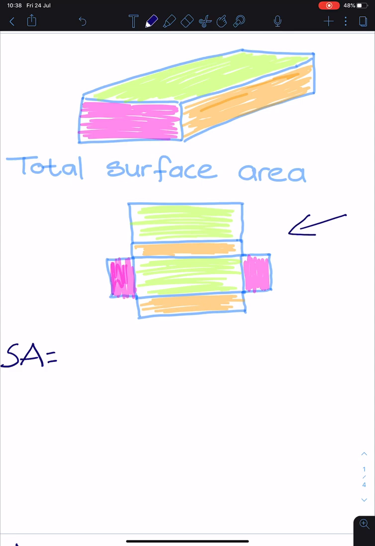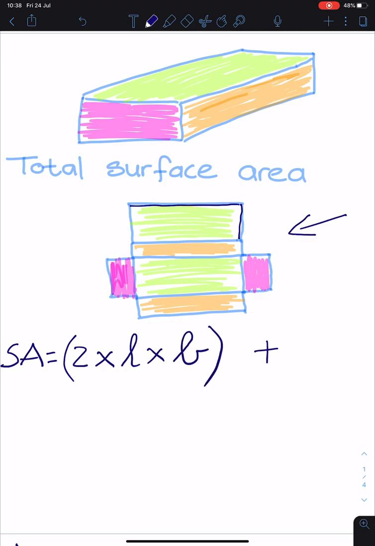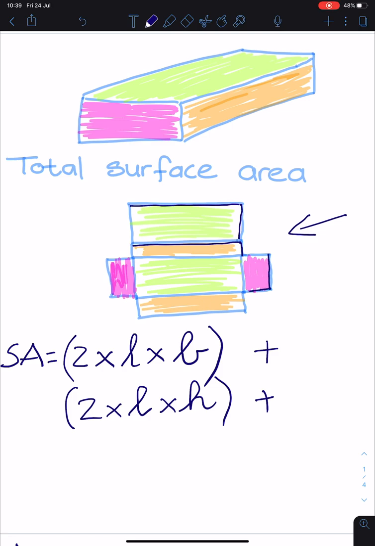There are 2 green sides, and the area of the green side is length times breadth, plus there are 2 orange sides, and the area of the orange sides is length times the height of the tissue box. So it's 2 lengths times heights. Plus, if we look at the pink ones, to work out the area of the pink sides, we are looking at breadth times height.